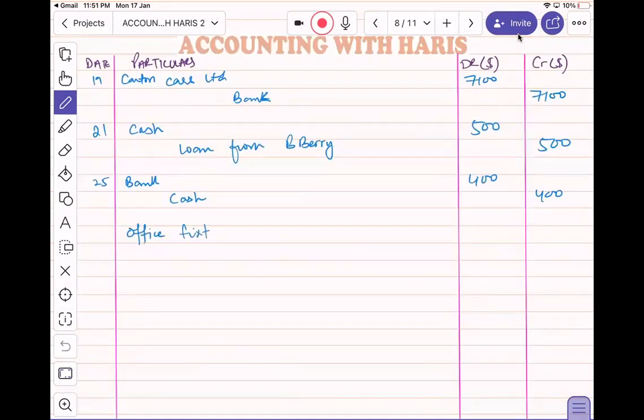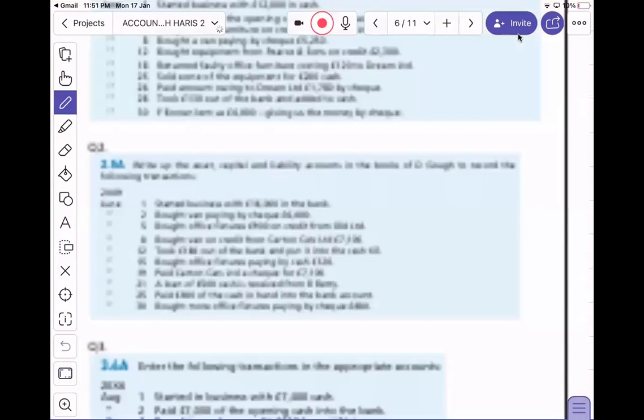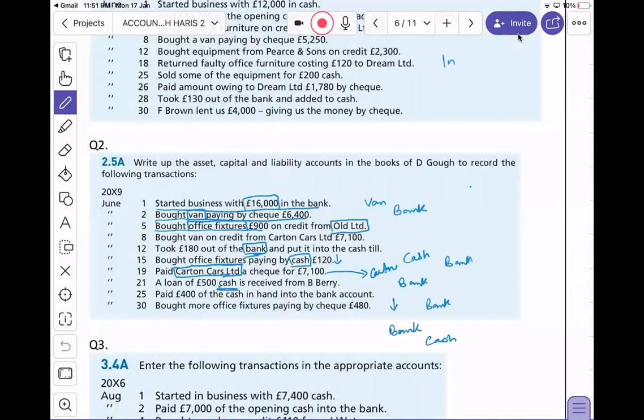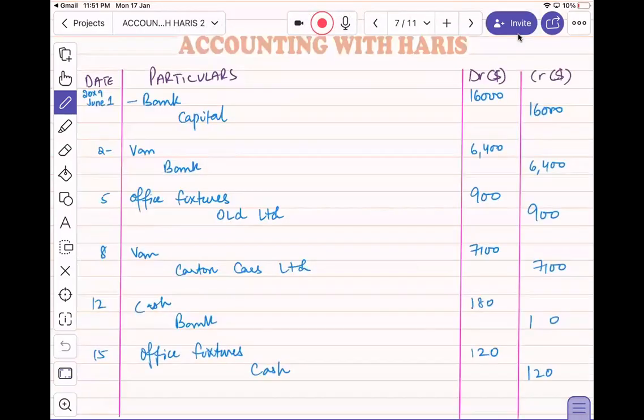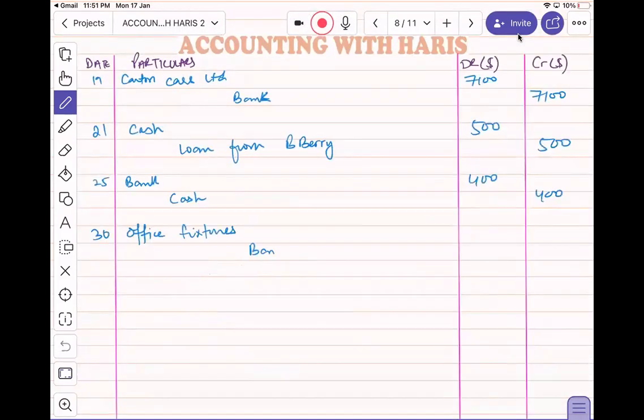But then you should ask yourself, how are we getting these office fixtures? If you read out the transaction, we're getting office fixtures by paying via check, 480. So the money in our bank account would decrease, and bank is also an asset. So a decrease in an asset gets credited. That is why bank would get credited by 480.